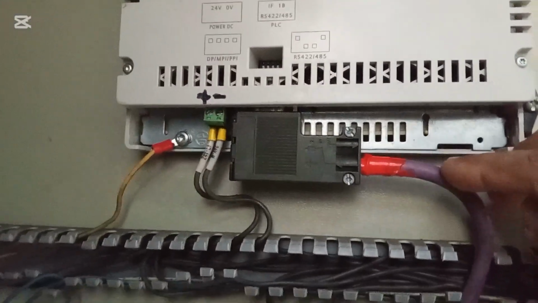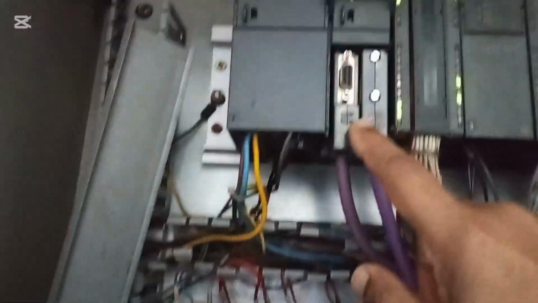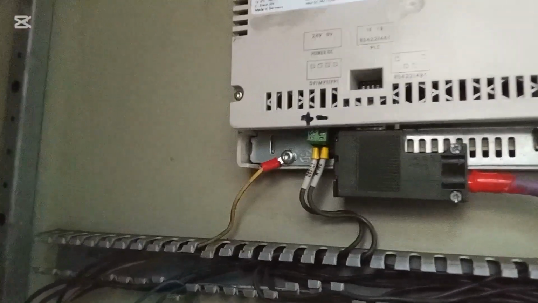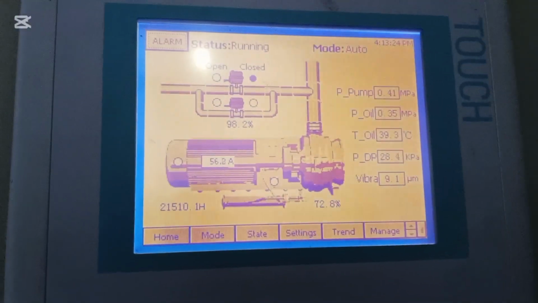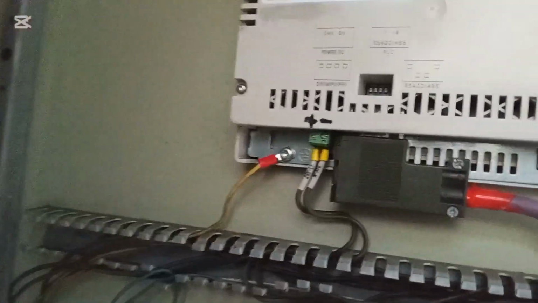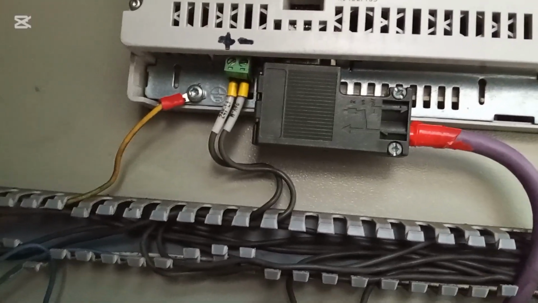At that time, we changed this Modbus cable. This is the Modbus cable, which is connected to our PLC CPU. And here is the power supply. We connected this cable from the PLC CPU to the HMI backside. After we did that, the HMI functioned properly. From this, we were sure that this cable was defective and not functioning properly.